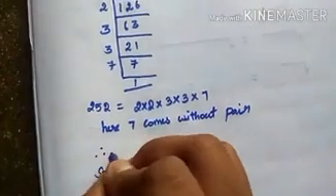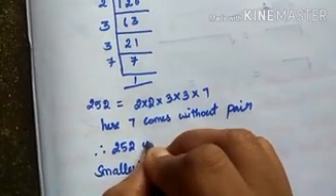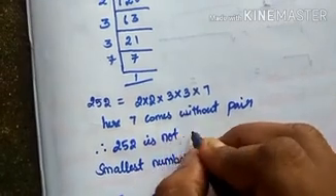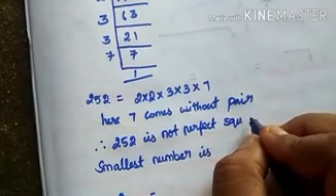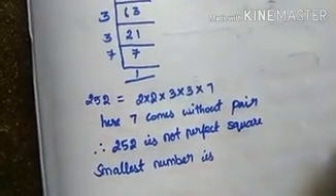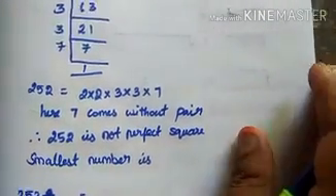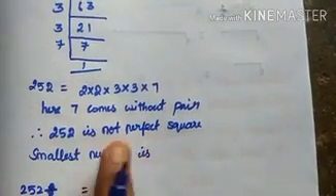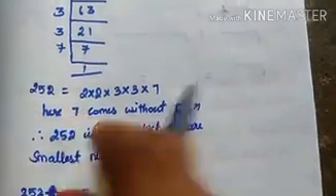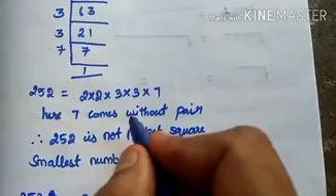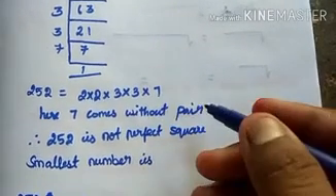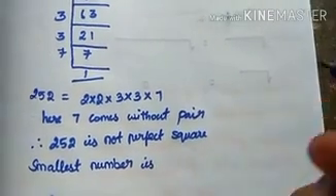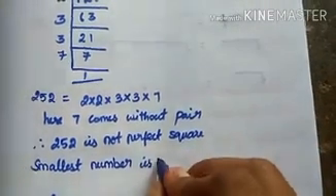Therefore 252 is not a perfect square. So what is the smallest number? Here the smallest number is nothing but 7. So we need to divide, we need to cancel by 7. So the smallest number is 7.